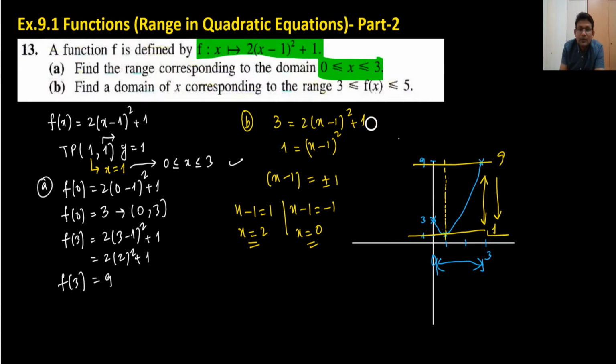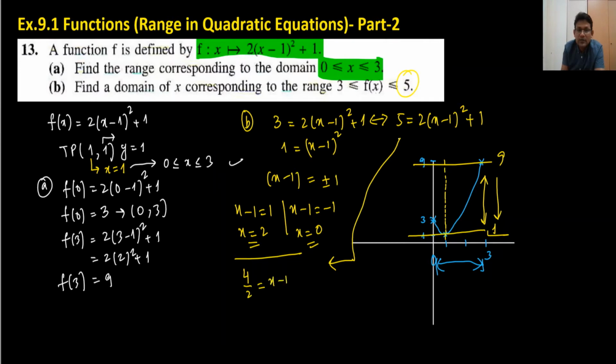When we substitute the second value, 5, so 5 equals, in the given equation, 2(x minus 1) whole square plus 1. And I'm solving here. So 5 minus 1 is coming 4, and this 4 divided by 2 equals (x minus 1) whole square, and, if I'm not wrong, yes, it's right. It's coming 2 equals (x minus 1) whole square.